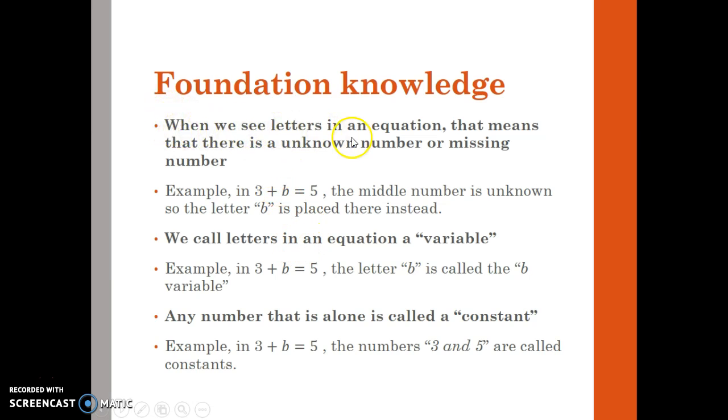So when we see letters in an equation, that means there is an unknown number or a missing number. For example, you have 3 plus b equals 5. So the b in this case is a missing number. It's an unknown number that we do not know what the value of it is. So instead we put a letter like the letter B in there.